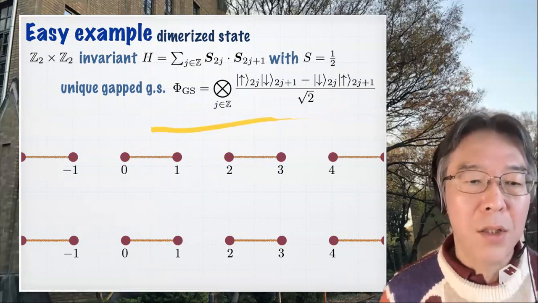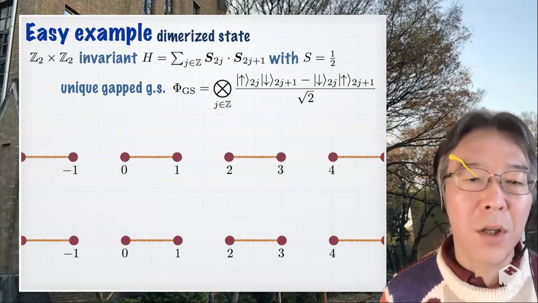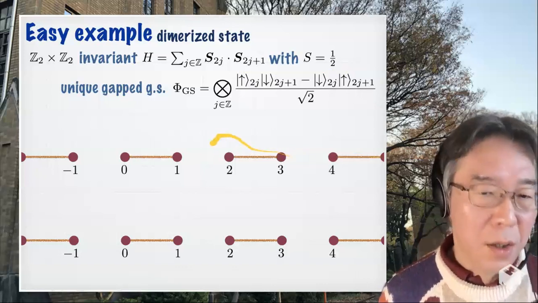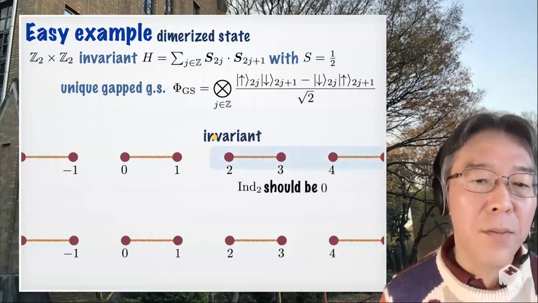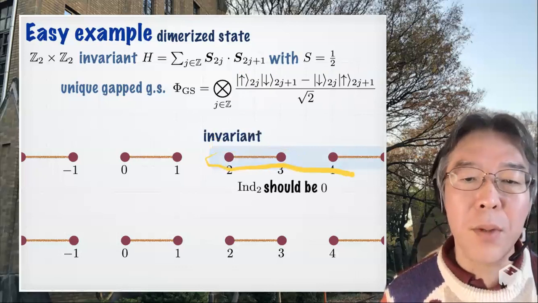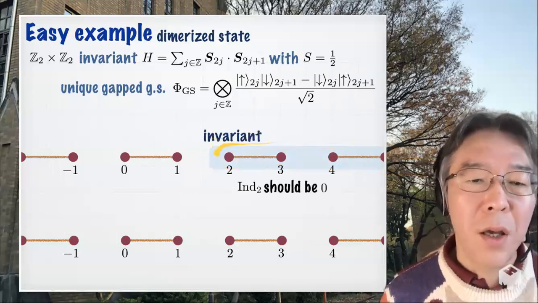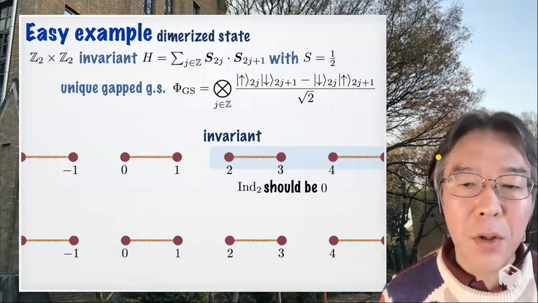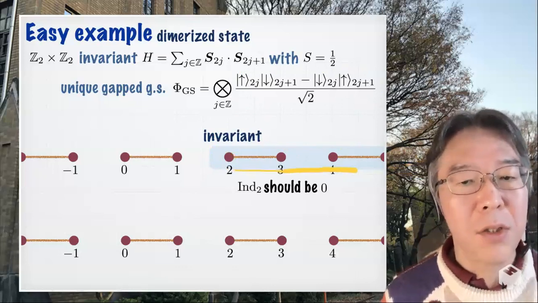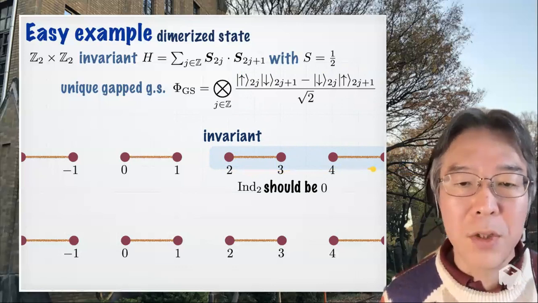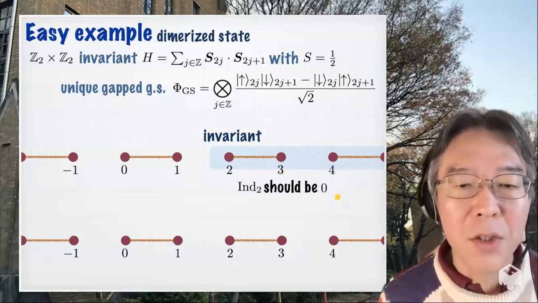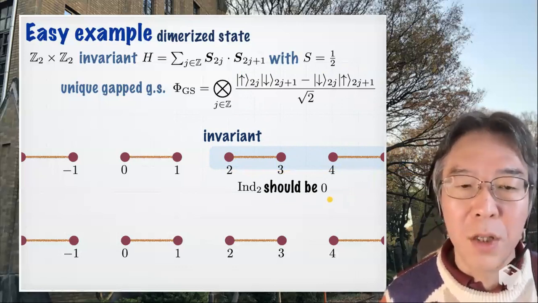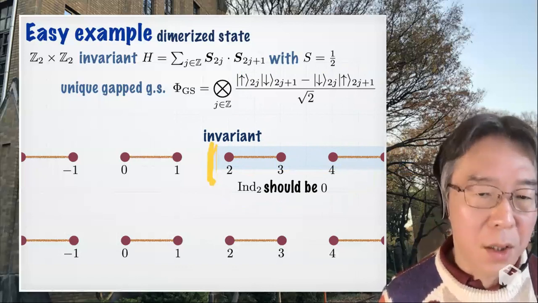Now, I take this ground state on the infinite chain and make a fictitious cut here and look at the transformation property of this half infinite portion of the chain of the ground state. But of course, all you have is just a bunch of spin singlets which are invariant, so nothing changes, so we should get 0 index when you make a cut here.